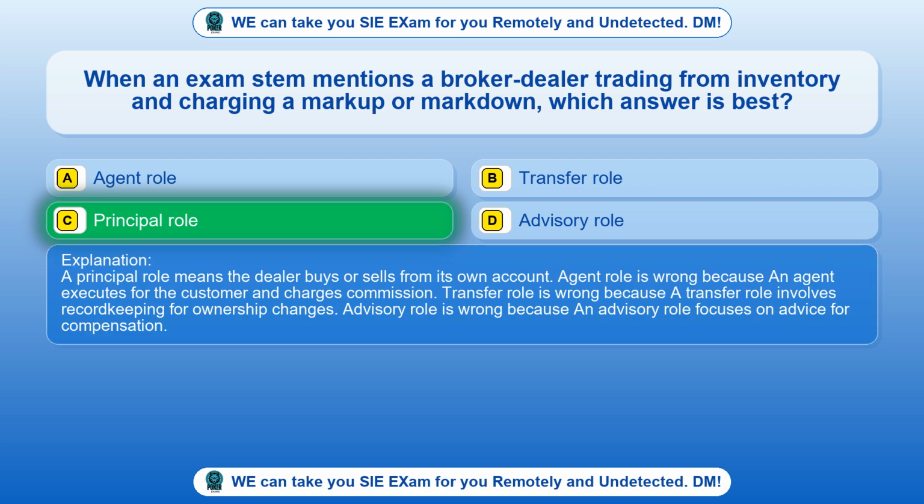A principal role means the dealer buys or sells from its own account. Agent role is wrong because an agent executes for the customer and charges commission. Transfer role is wrong because a transfer role involves record keeping for ownership changes. Advisory role is wrong because an advisory role focuses on advice for compensation.